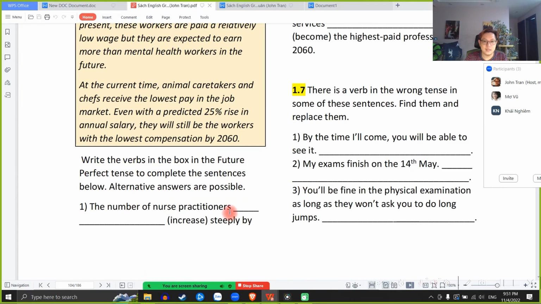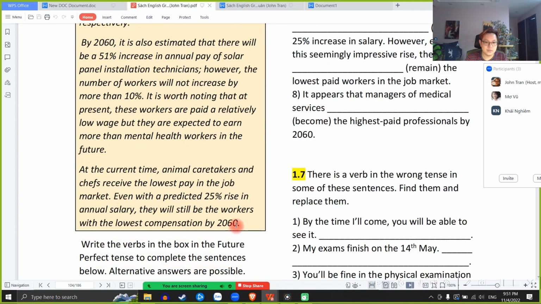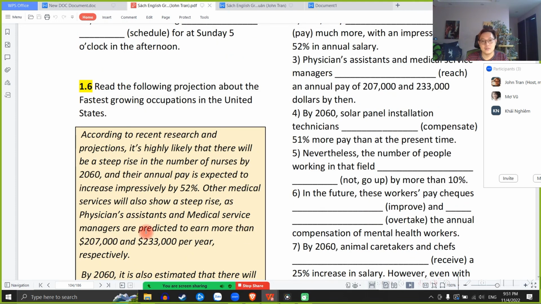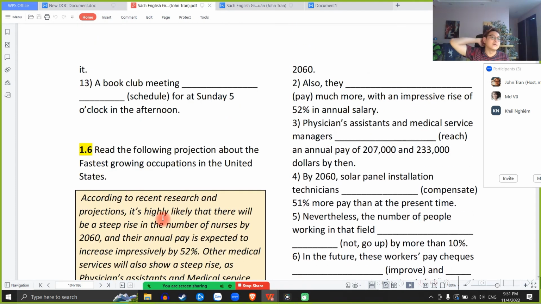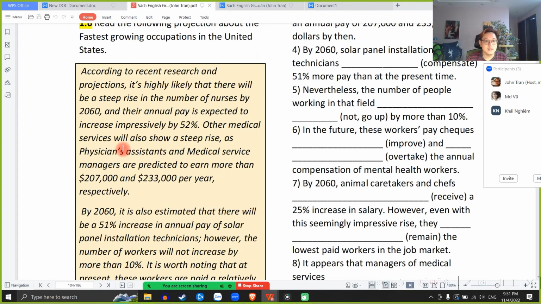Alright, so we have this one now, but I think we only have enough time to read this one, but then you have to do the remaining thing at home anyway. Chỉ còn đủ thời gian đọc thôi. Phần còn lại làm nhà vậy. Okay, 1.6. Read the following projection about the fastest growing occupations in the United States. Các bạn cần phải đọc cái dự đoán sau đây về những cái ngành nghề mà nó phát triển nhanh nhất ở nước Mỹ. Okay, Nghiêm, you first.